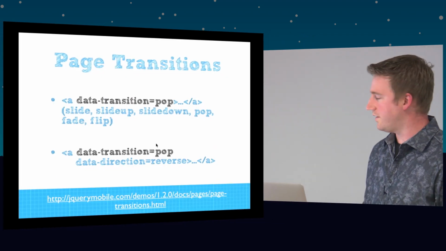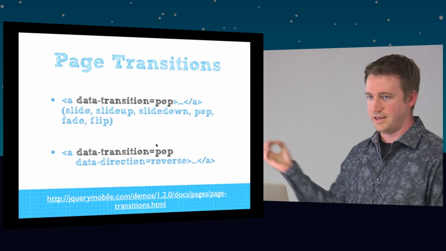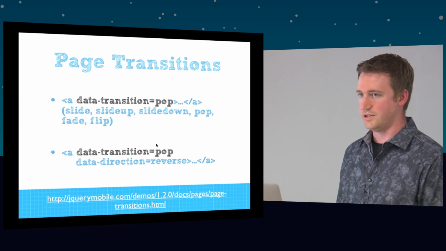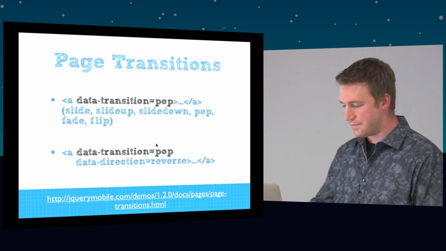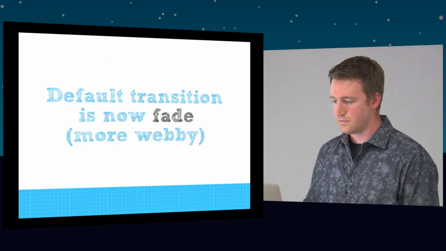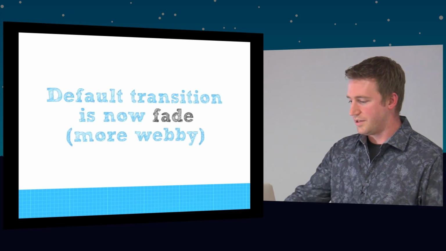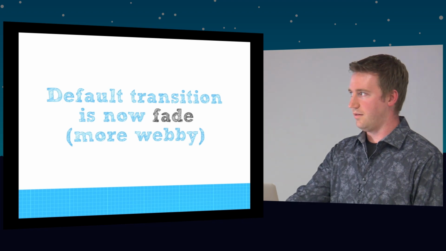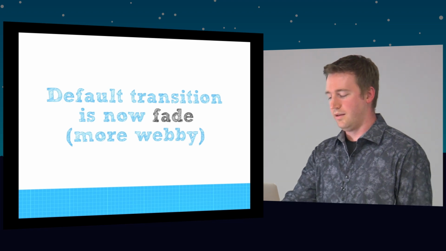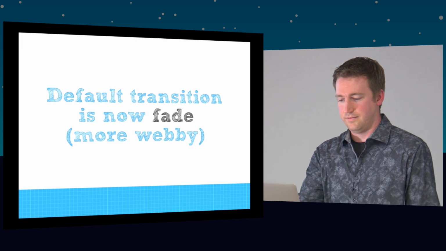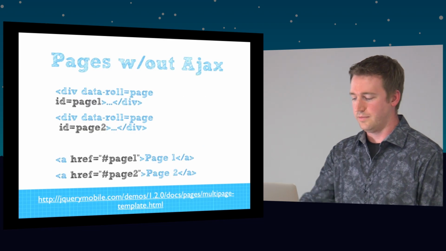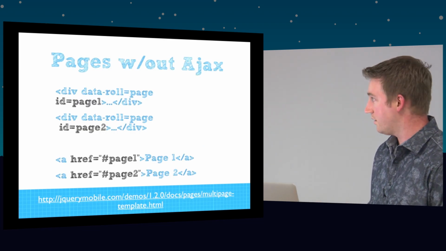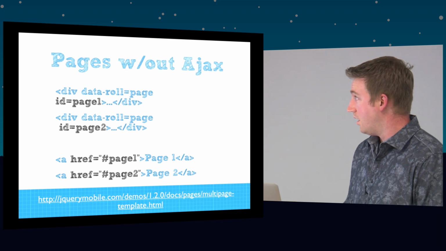So to use those different transitions, you just add data-transition equals whatever the transition key is to your links. I mentioned this default transition is now fade. Back in alpha, when it was sliding, I thought fade was more webby, anyways. So I used that even back in the early days.